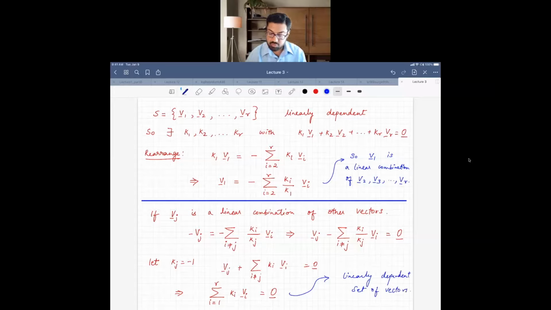So you guys see that? If you start with the assumption that it is a linearly dependent set of vectors, then you can do this. You can write any vector as a linear combination of the others, and you can do it the other way as well. If any vector is a linear combination of the others, then we can also say that it belongs to a linearly dependent set of vectors. So one implies the other. All right, let's move on here.